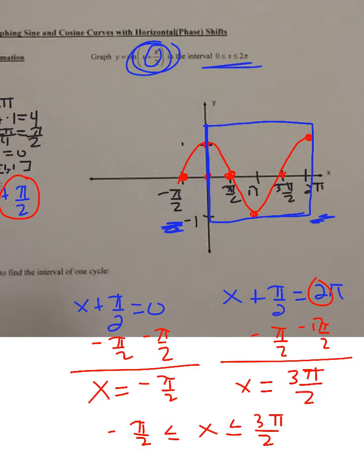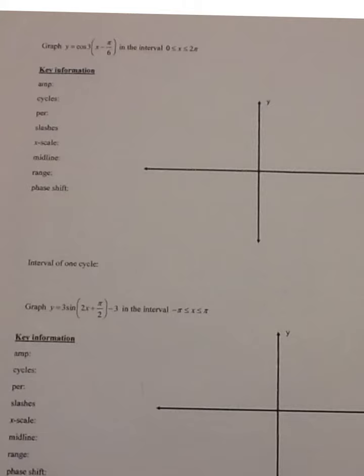Okay, so let's flip it over and try the two problems that are on the back. Let's take a look at the next one, which is y equals cosine 3 times x minus pi over 6, and I'm graphing in the interval from 0 to 2 pi. Notice that the b is on the outside. B should always be on the outside, never on the inside with the x, always on the outside.